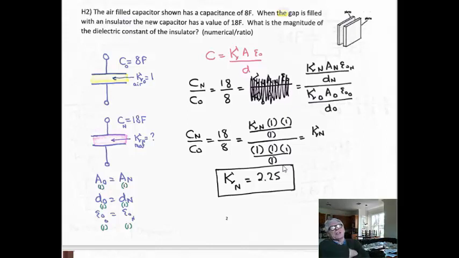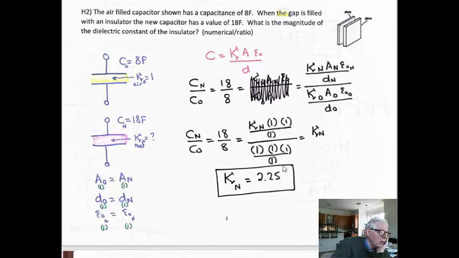Now, people can intuit this and say, well, if the capacitance doubled and nothing else changed other than the dielectric, then the dielectric constant must have doubled. If it tripled, then the dielectric constant must have tripled, because that's the only thing you're changing. And you can do it like that. But let's say you're not so comfortable doing the intuition like that. How would you more formally do it?